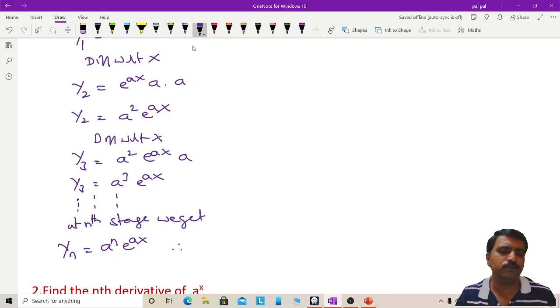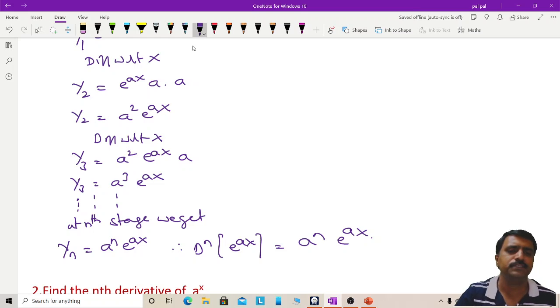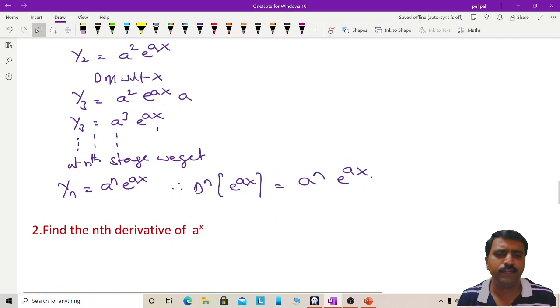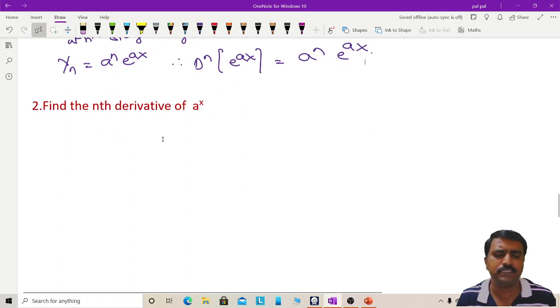So therefore the nth differentiation of e to the power of ax is equal to a to the power of n into e to the power of ax. This is the nth differentiation of the standard function e to the power of ax. So again, similarly, find the nth derivative of one more function, that is a to the power of x.